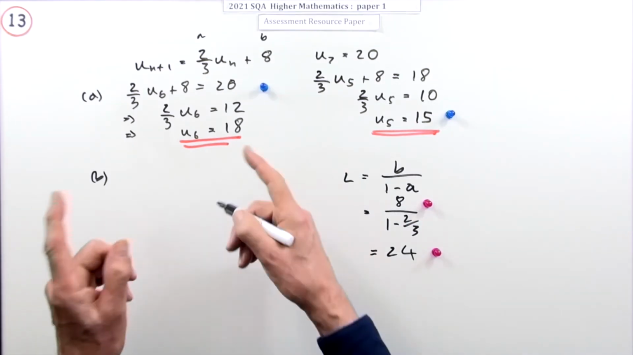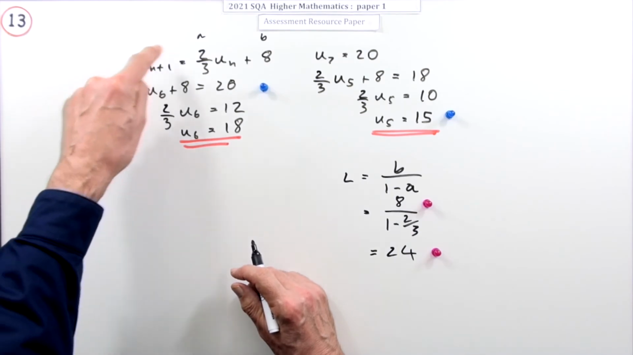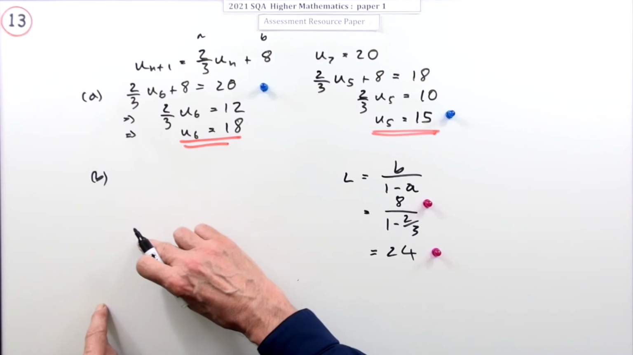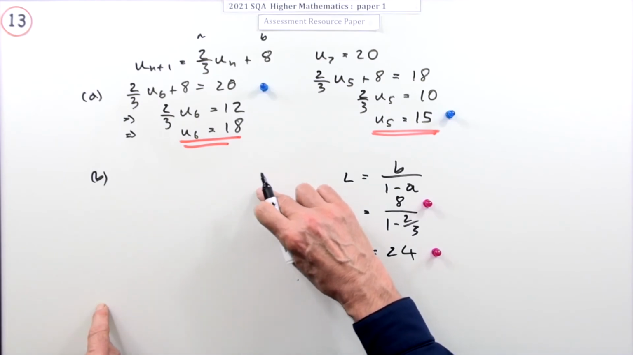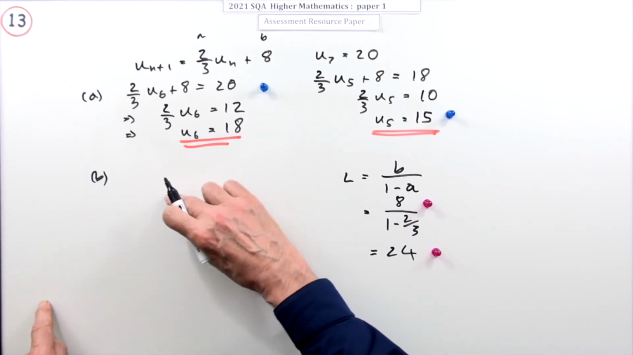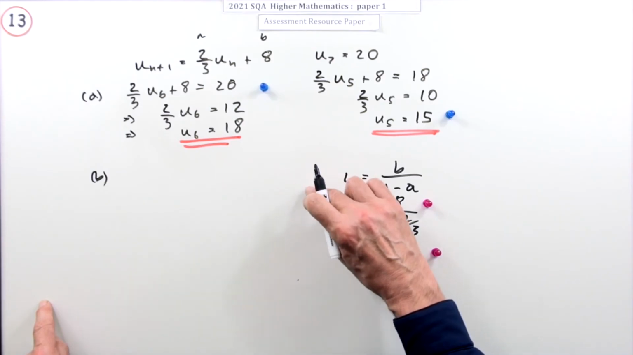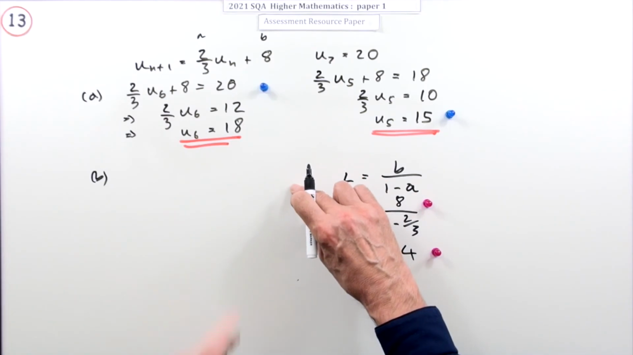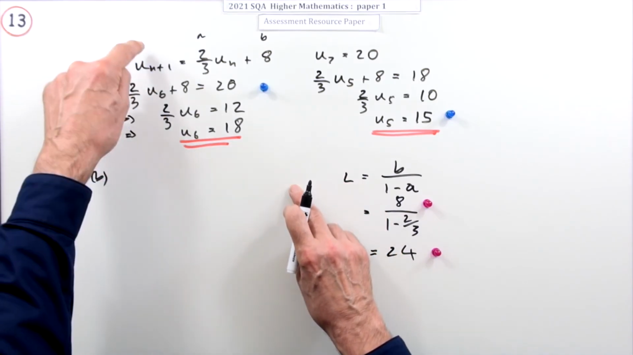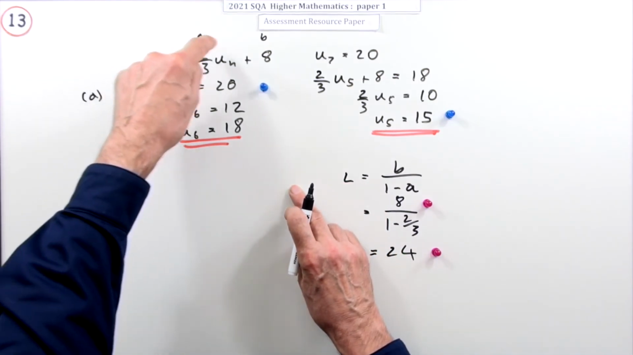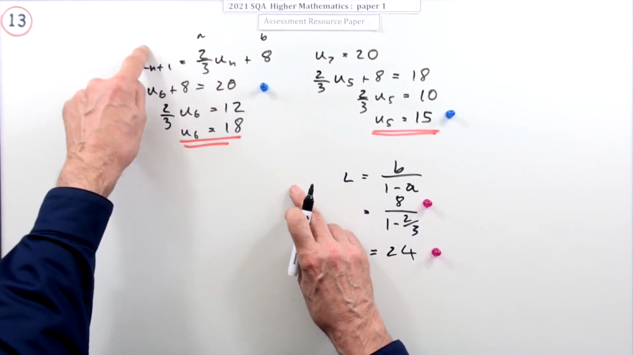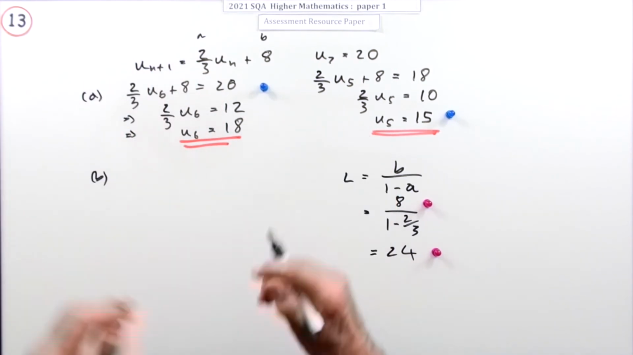Or you could just say what it means. If this reaches a limit, it means it levels off. The answers are getting higher and higher, but they're getting closer and closer together until eventually they've just leveled off. What would they level off at? They'll have leveled off when the following term is the same as the preceding term. In other words, whatever you put in here, you end up with the same answer. Then you've hit the limit.